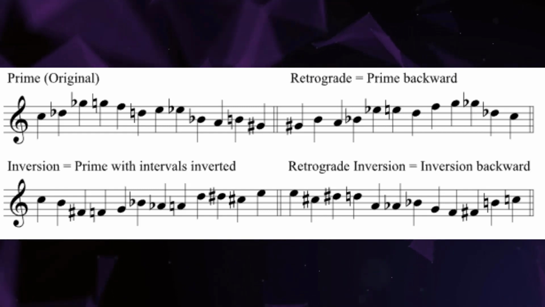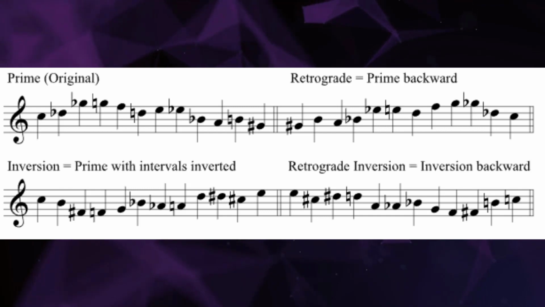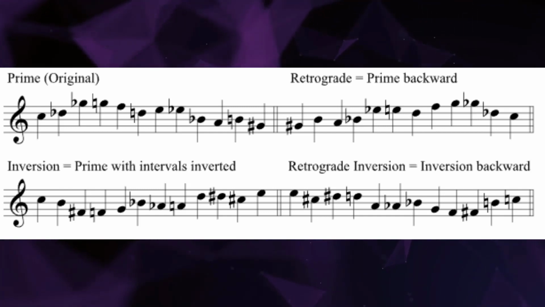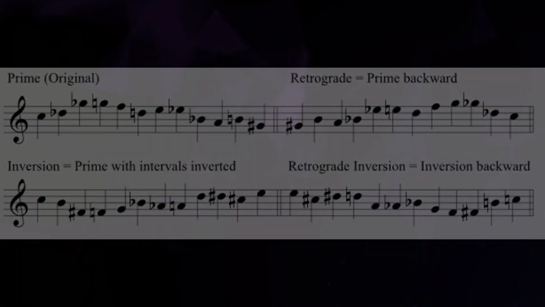The final function is the most complex and is retrograde inversion. To complete this function, you begin by inverting the intervals. You then perform that inversion in retrograde.